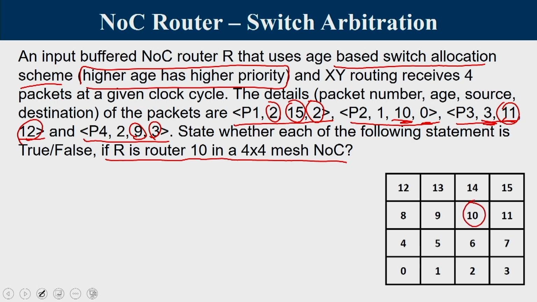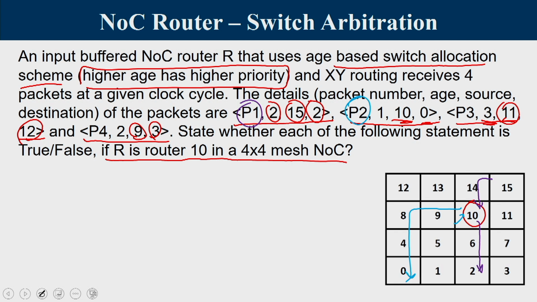Now, where is P1 coming from? P1 is coming from 15 and going to 2. This is the process by which P1 comes and wants to go to 2. That is all about P1. Now, P2 is coming from 10 and going to 0. P2 is a newly created packet coming from 10 and going to 0. That is the condition of P2.